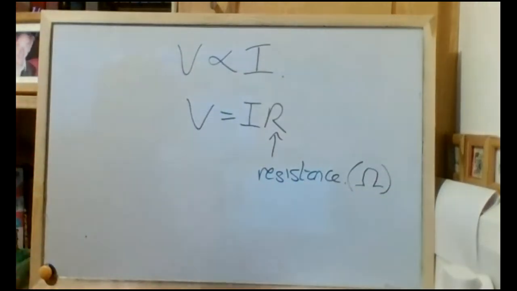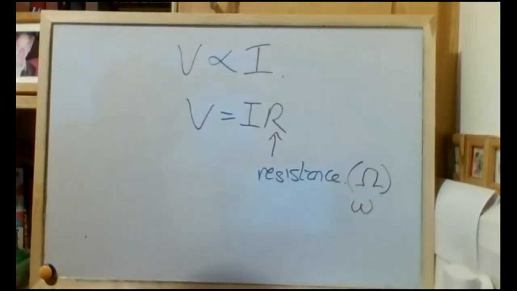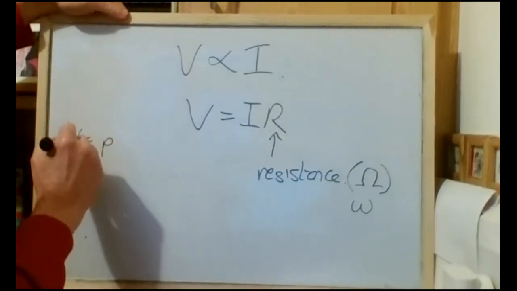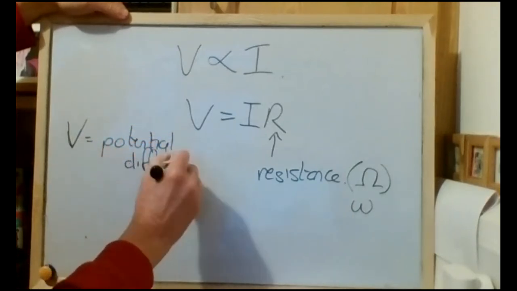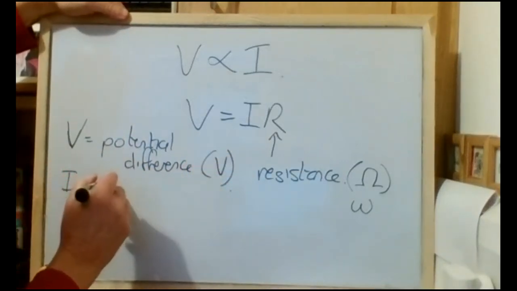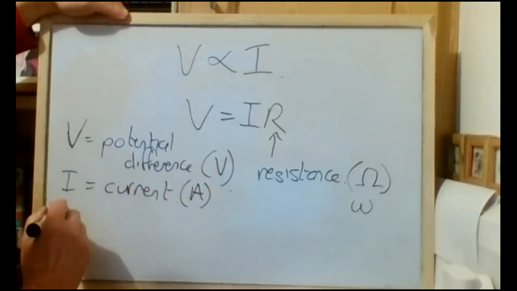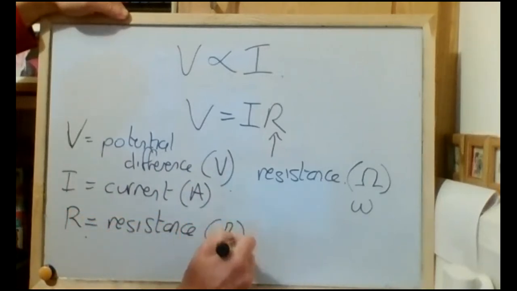That is capital omega, by the way. Lowercase omega is a kind of curly W, so we use the capital version of that. Okay. So just to recap where we are now in terms of the symbols and the units. V is potential difference, capital V. Always use capitals for these. It's measured in volts. Then we have I, which is the current flowing, and that is measured in amps. And finally, we have R, which is resistance, and that's measured in ohms.